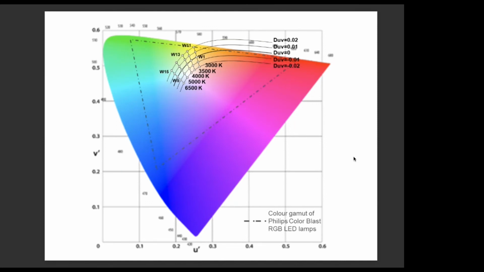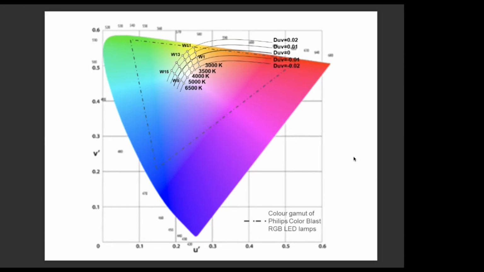We selected them using the u prime v prime diagram, and we used CCT against DUV values. You know the meaning of CCT, which means the correlated color temperature, right? The high CCT means a cool feeling of white light, and the low CCT means a warm feeling of the white light.